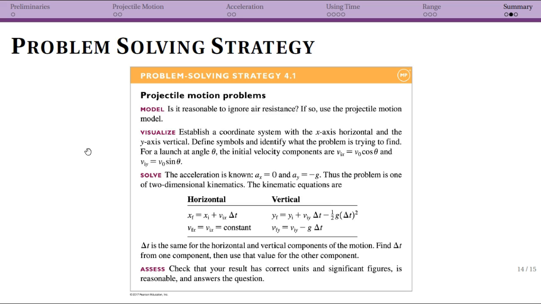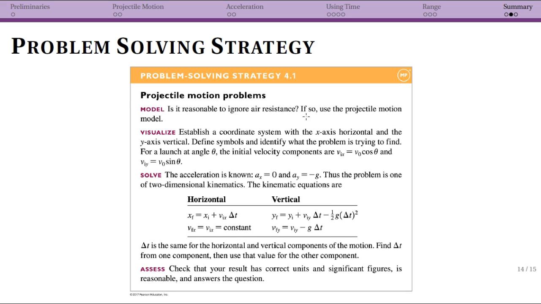So how do we actually go about solving a problem that relates to projectile motion? Again, it's important to have a strategy. So the first step is to think about your model, because when I give you a problem, I'm probably not going to tell you, hey, use projectile motion for this. So the first thing to think about is, is it reasonable to ignore air resistance? If it's a person hanging from a parachute, probably not. For most other situations, sure.